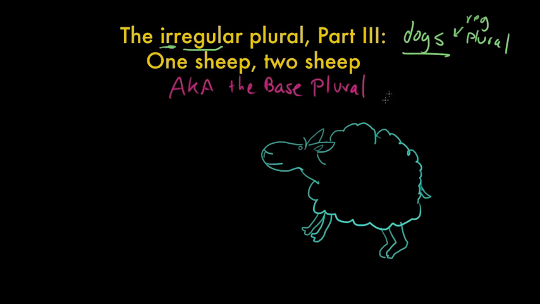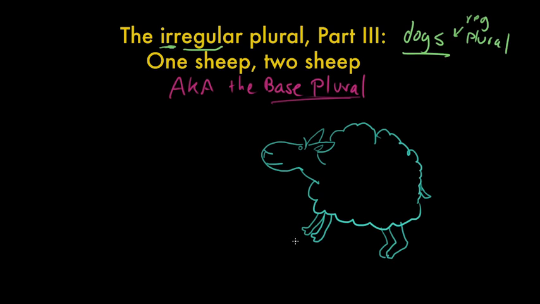Now, sheep is a very strange word in that it doesn't matter whether or not there's more than one of them. The form of the word always looks the same, whether it's one sheep or two sheep. It's an irregular plural you don't add an S to. This is called a base plural, because the base, sheep, the thing that you would normally add this particle S to, doesn't change, whether it's singular, sheep, or plural, sheep.